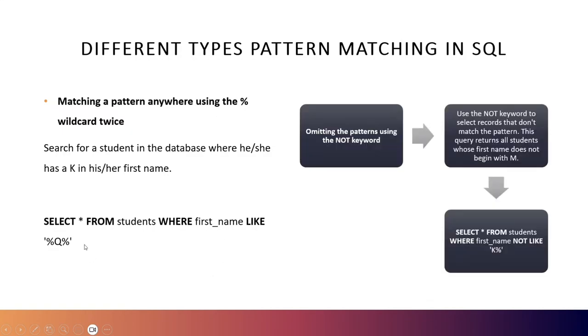Omitting a pattern using the NOT keyword. For example, if we don't want any names that contain a particular letter, then we use the NOT keyword. Use the NOT keyword to select records that don't match the pattern. This query returns all the students whose first name does not begin with M, like select * from students where first_name not like 'M%'. Okay.